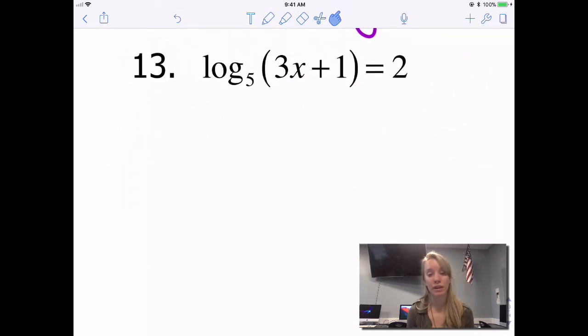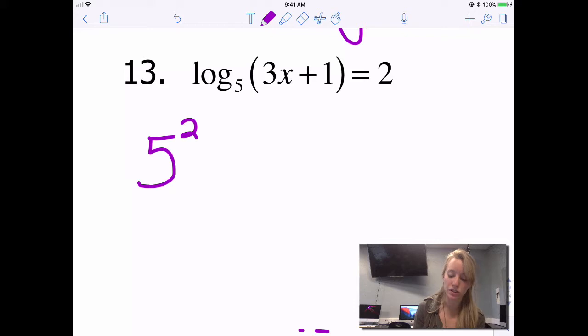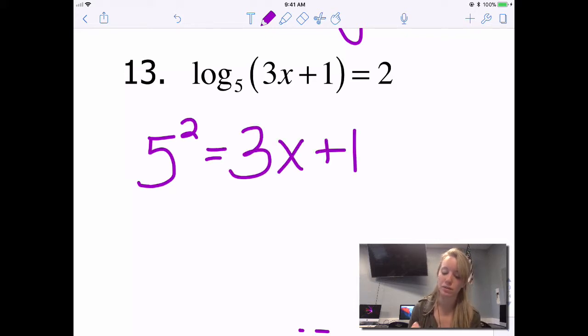Number 13, we've been plugging a lot of things with log into our calculator, but now we're in log form and I have an x inside of my log. So that's going to be an issue. So instead, I'm going to write this in the other form, because logs and exponentials can go back and forth. They undo each other. So I've got a base of 5, my exponent is 2, and the last piece of the puzzle is 3x plus 1.